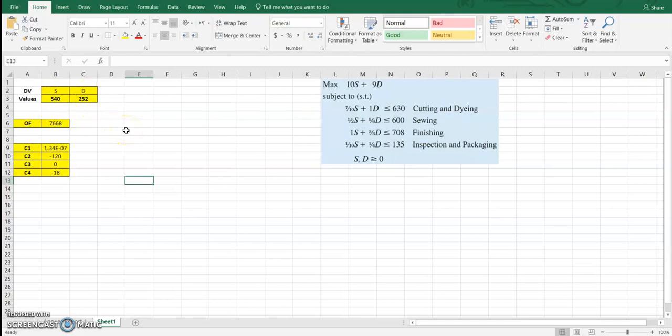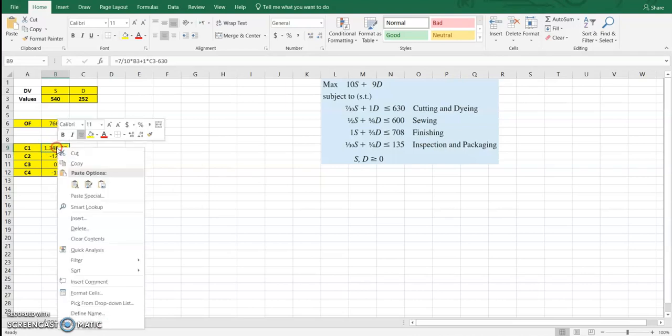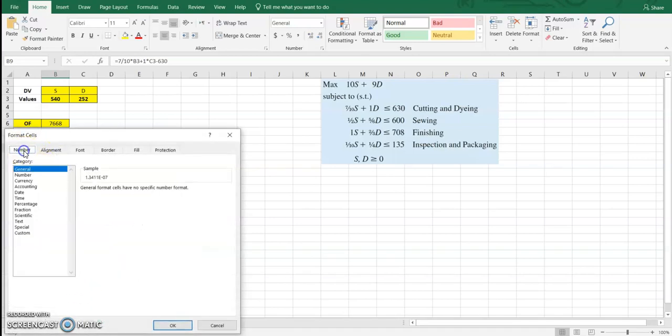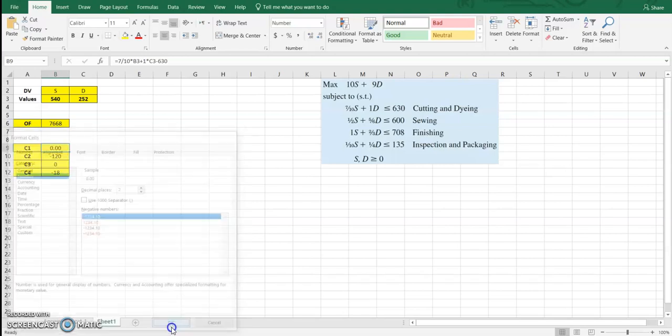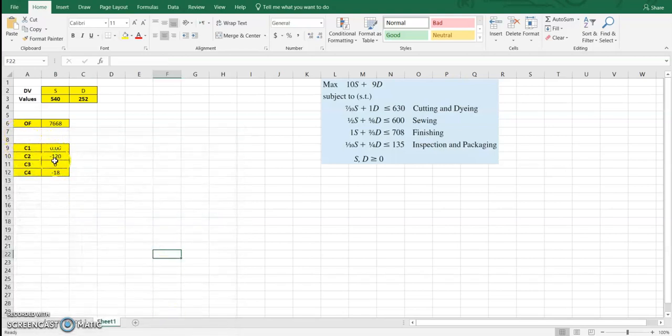How much would be your profit? It would be $76.68. About this part, you see it's a very small number. To handle that, you can always come here, format cell, number, and set it as number, and round it up to 2 decimals. So you see we have 0, minus 100, 0, and minus 18. We will discuss the meaning of these numbers in the future, but for now everything is fine.